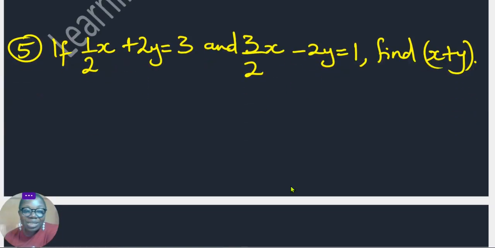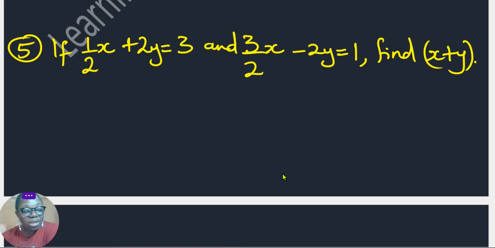Now let's look at the next question. If 1 over 2x plus 2y equals 3 and 3 over 2x minus 2y equals 1, find x plus y. So it means we have to find the values of x and y in these equations. Then we need to find x plus y.